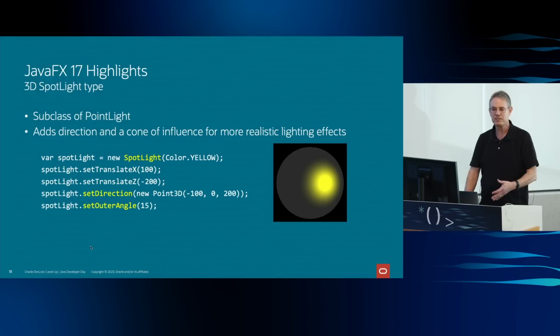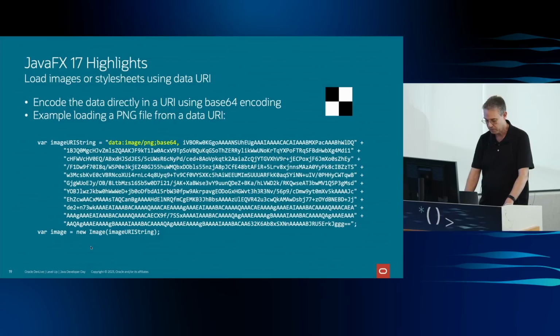The intention here is not to do full-on 3D games, but to allow you to do a more realistic effect, and people have used that to good effect. And then also you can load images or style sheets using data URIs. All browsers support that, and it's just a nice, easy way to be able to do that without having to manage external assets for something as simple as a checkerboard or a little dot that you're going to distribute with your application.